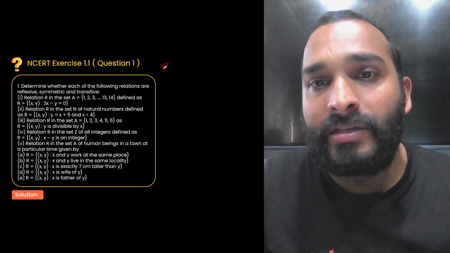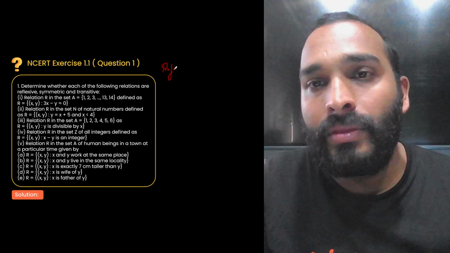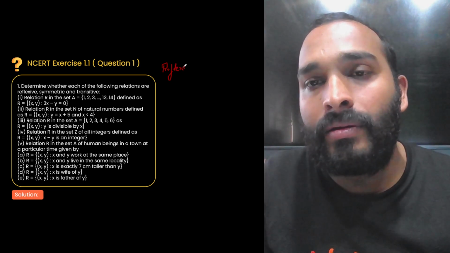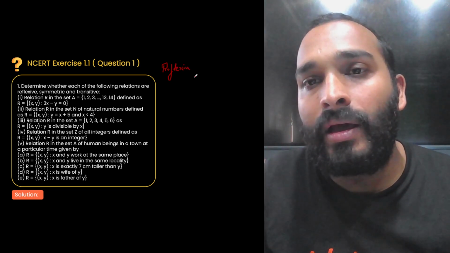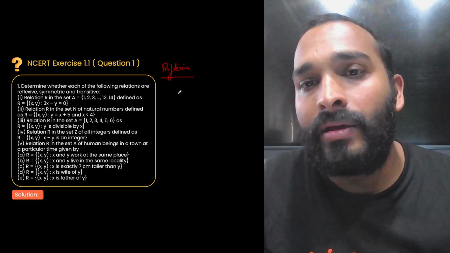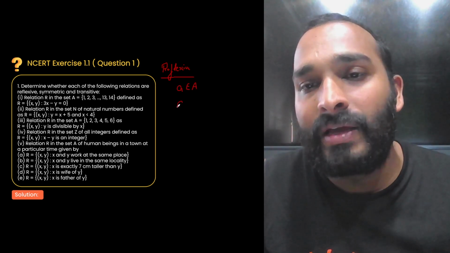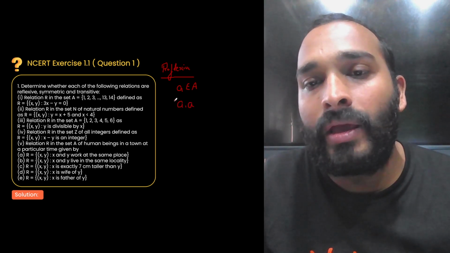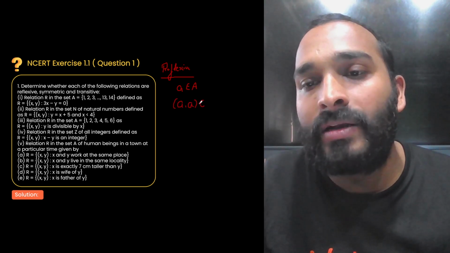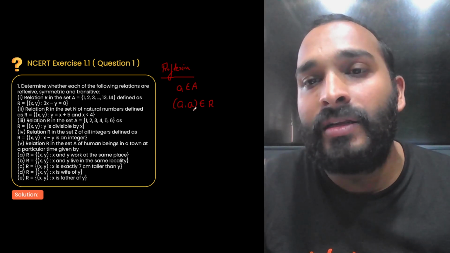If a given relation has to be reflexive, then the element a which belongs to the set A should satisfy a relation, that is (a, a) must belong to set R, right children? This is the condition where you can call a relation to be reflexive.